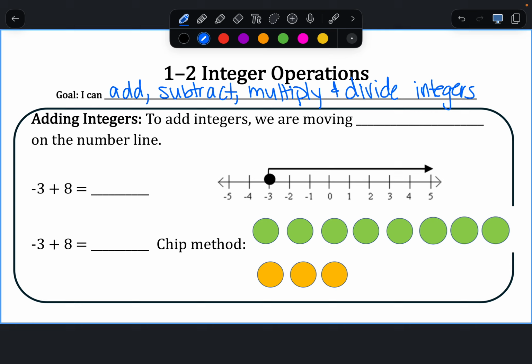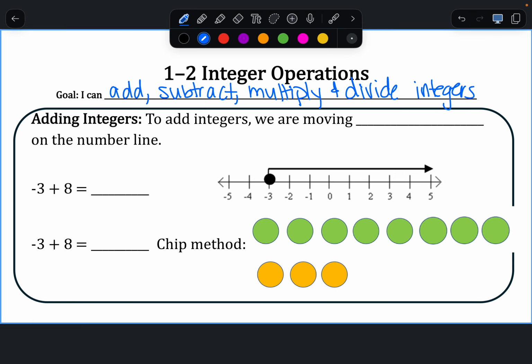Okay. On your paper, let's do this. We cancel them out. A negative and a positive cancel each other out. So, how many chips are left? 5. And what kind of chips are they? Positive. They're a positive 5. Okay. So I just took one problem and I modeled it for you 2 different ways.